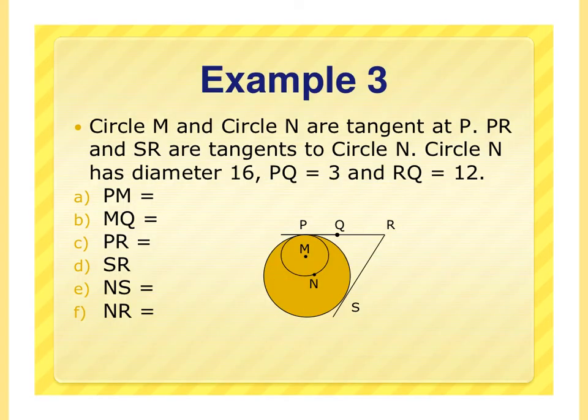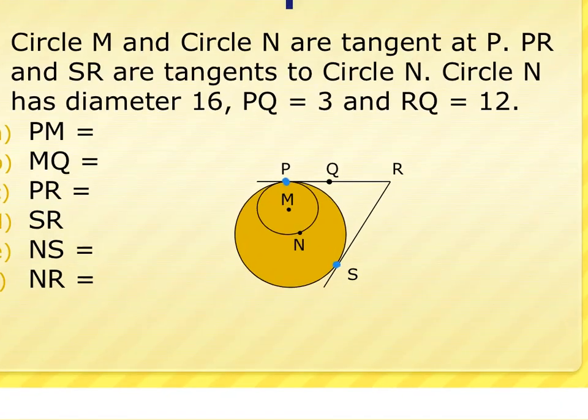Okay, example 3 says circle M and circle N are tangent at point P. So here's my point of tangency, point P. PR and SR are tangents to the circle, so this should really be right on there. And circle N has a diameter of 16, PQ is 3, and RQ is 12. So there's a lot going on here.